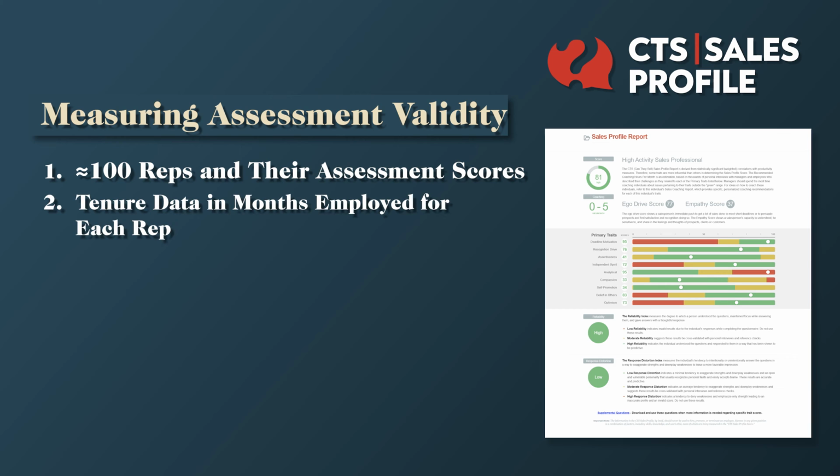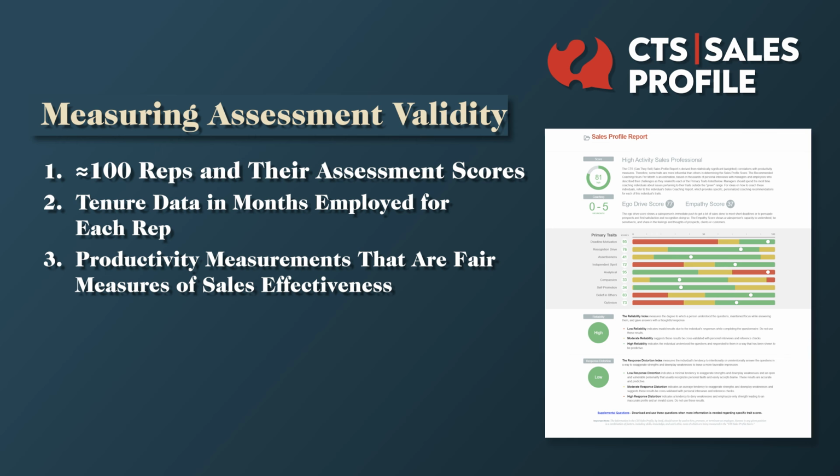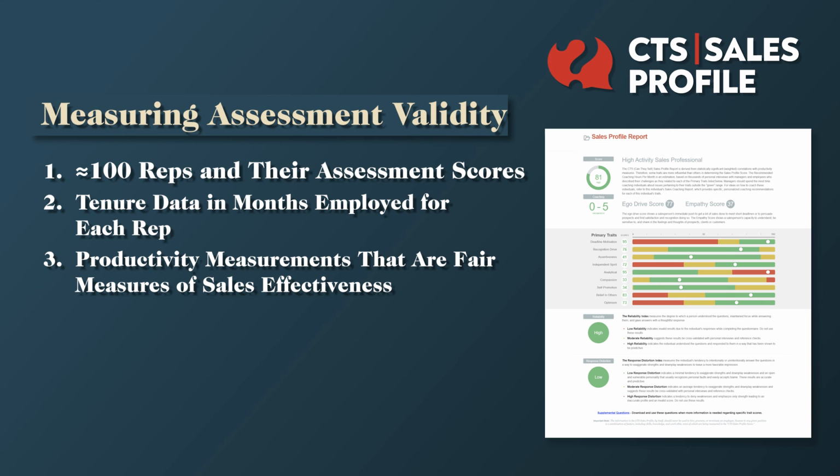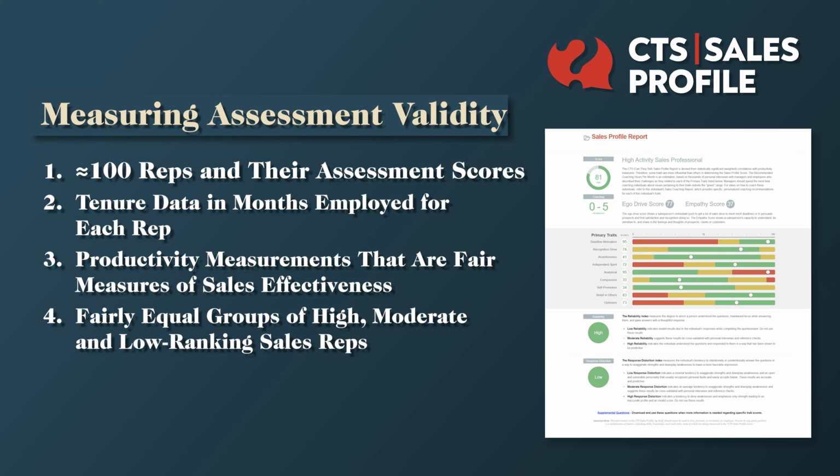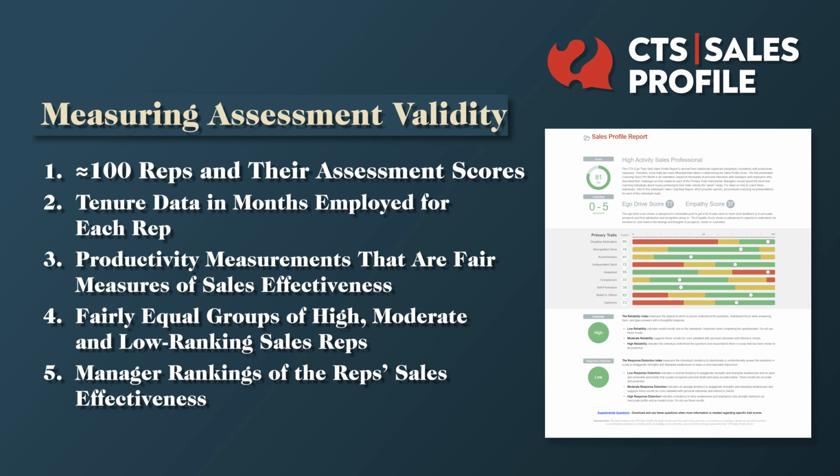2, tenure data in months employed for each rep. 3, productivity measurements that are fair measures of sales effectiveness. And it's very important to pick what are fair measures for being outstanding at sales in your company. Number 4, within the 100 reps, fairly equal groups of high, moderate, and low-ranking sales reps. And finally, number 5, manager rankings of the rep's sales effectiveness.